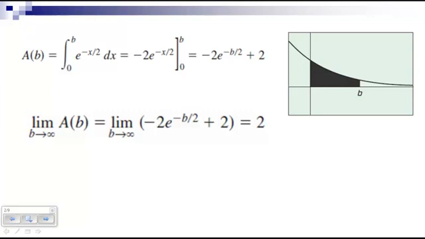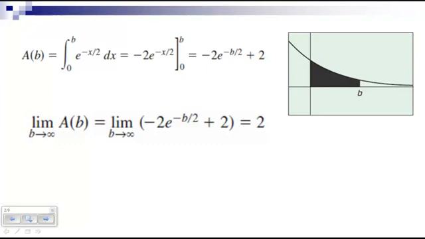Now, I think this is a surprising outcome. The limit as b approaches infinity of the area, as a function of b, is 2. Wait, we have a curve that goes on infinitely that never touches the x-axis, and yet there is a finite area underneath that curve. What? I think it is too.